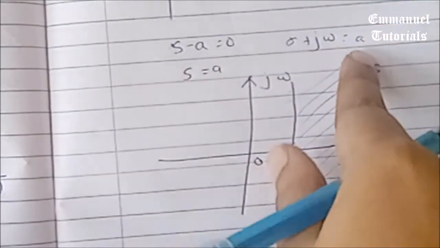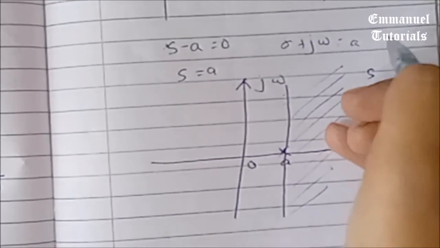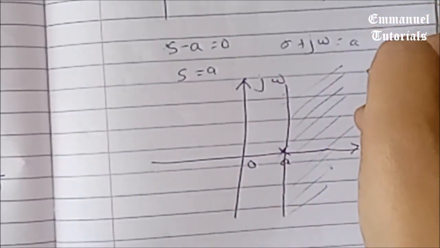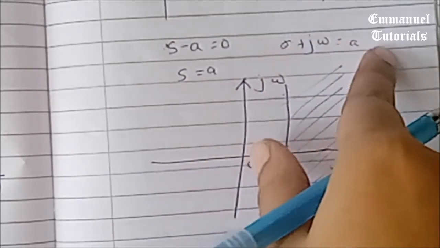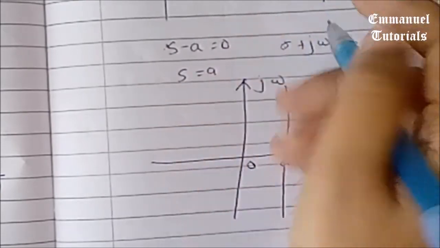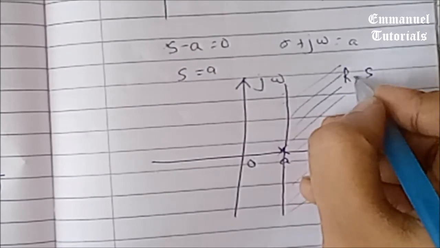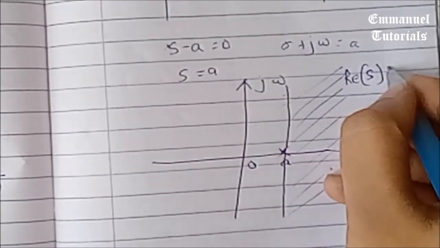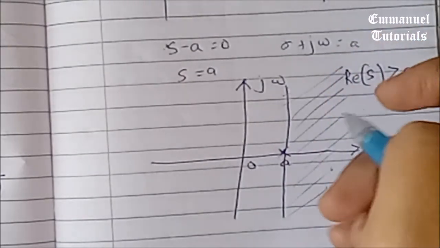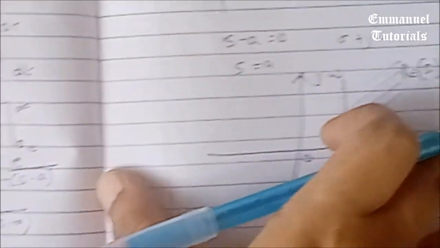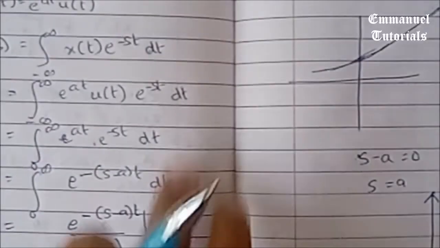And this we have said that it is equal to a. Now you can see that there is no imaginary part on the right hand side. So sigma is greater than a, because these two real parts have been equated. So can we say that the real part of s, that is sigma, is greater than a? So we can say that the region of convergence is present at real part of s greater than a. So we have plotted the region of convergence. We have also got the Laplace transform of e raised to at u of t.